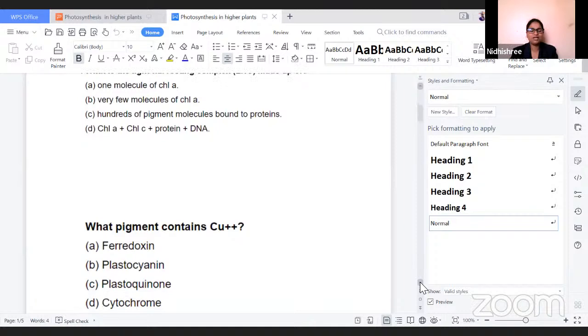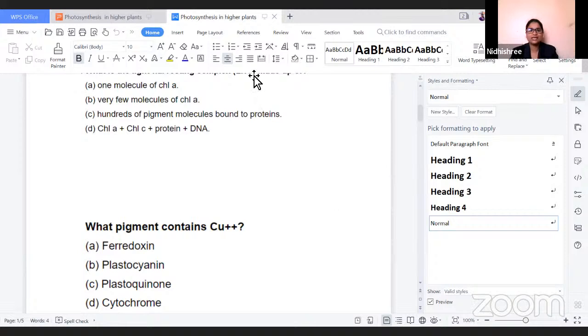The next one, what pigment contains copper 2 plus? Option A, pyridoxine. Option B, plastocyanin. Option C, plastoquinone. Option D, cytochrome. 5, 4, 3, 2, 1.